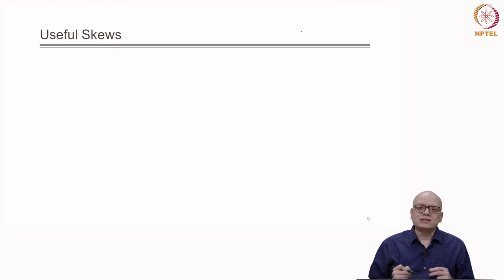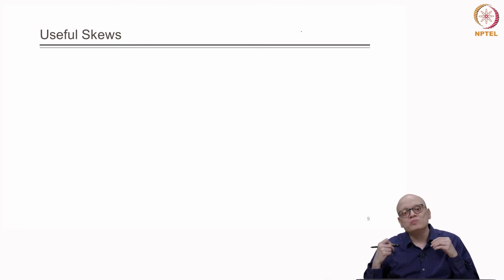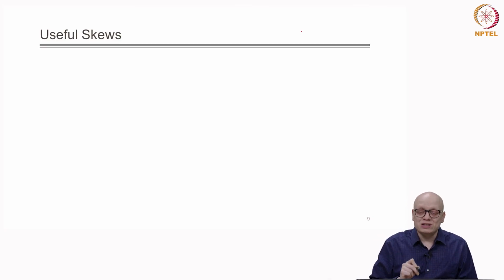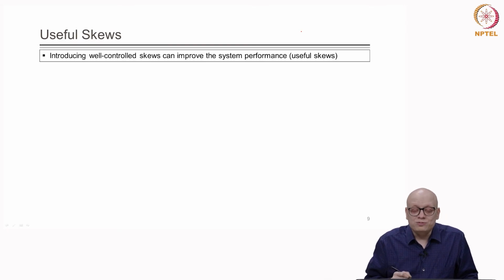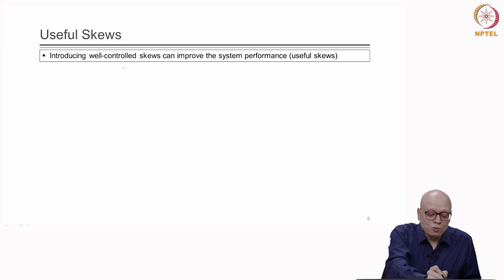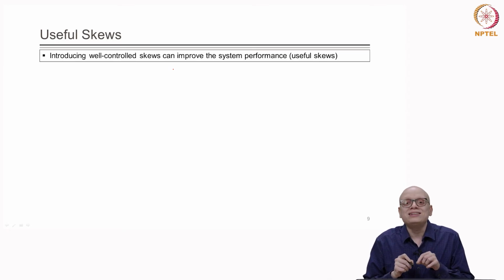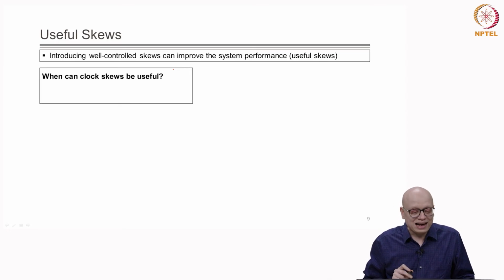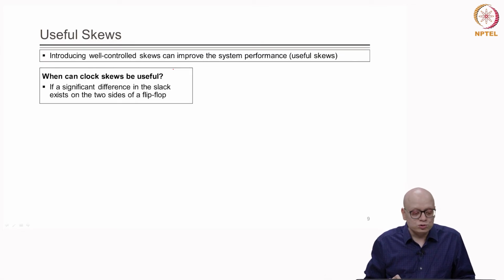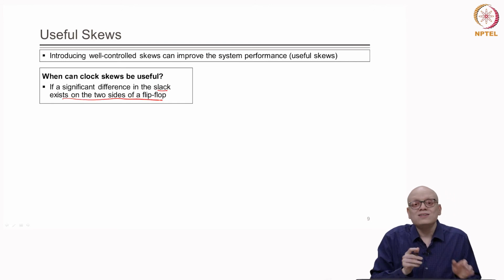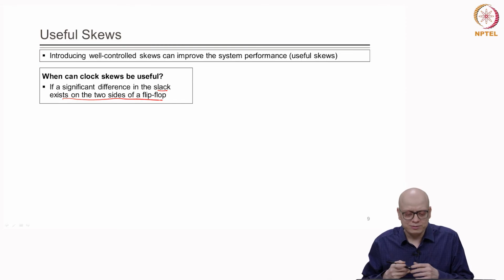Now, let us look into a concept which is known as useful skews. Till now, what we discussed is that clock tree synthesis tries to minimize the skews. Ideally it should be 0, but in some situations useful skews can actually help us improve the system performance. Introducing well controlled skews can improve the system performance, and when that happens, those skews are known as useful skews. Now, when can clock skews be useful? It can be useful if there is a significant difference in the slack on the two sides of the flip flops. We will see an example, then it will become more clear.